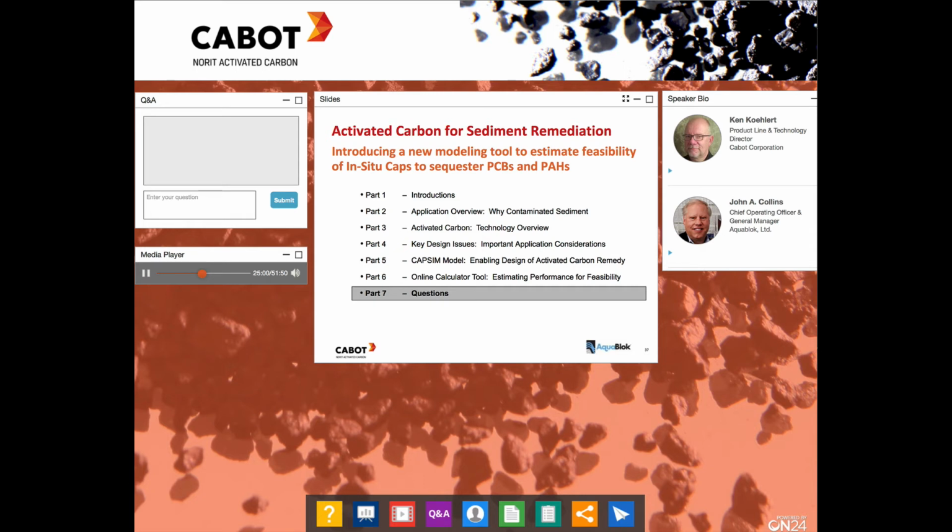The lignite carbons, in contrast, have a combination of macro, meso, and micropores. So think of it as larger pathways to allow access to the inner capacity of the carbon. That structure allows it to be more resistant to the larger NOM molecules and retain that capacity.